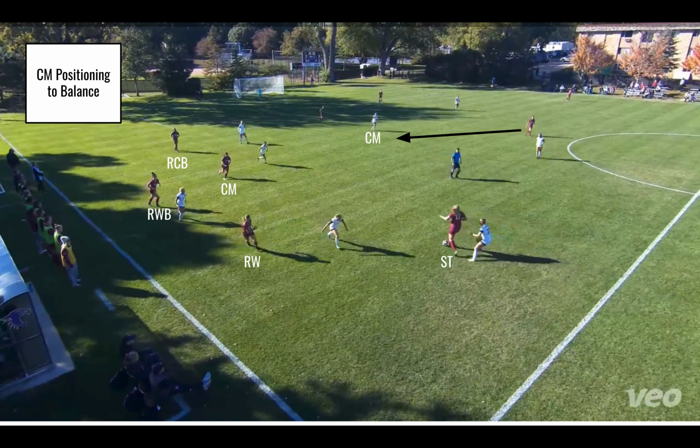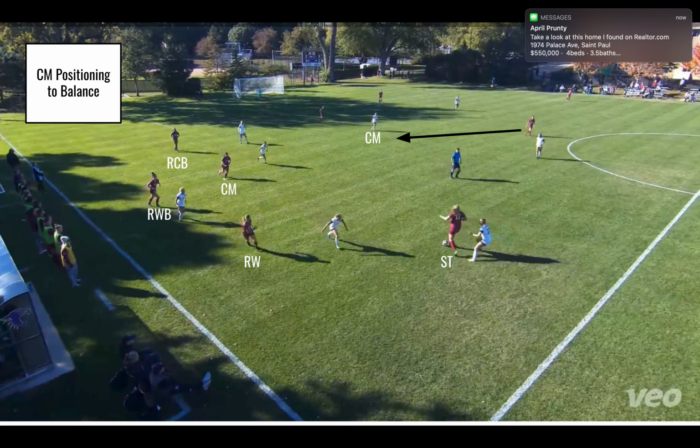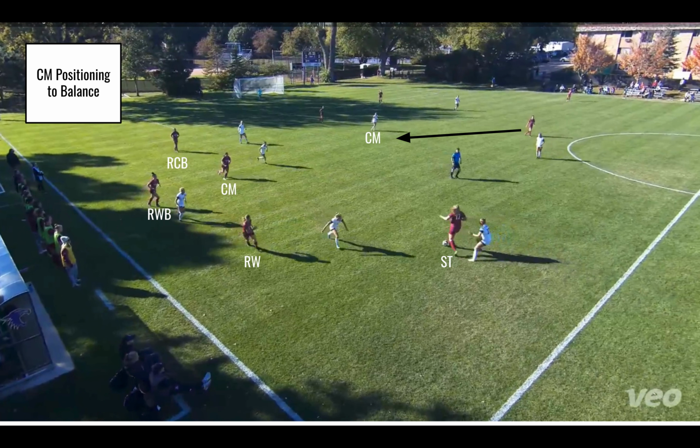Another image here is just making sure that we're on the same page when it comes to positioning. So we had the ball on this side. We're building, and as you can see, as the ball is played forward for Anna, we have a lot of players playing down the right side. So look at that. 1, 2. So we have a right center back, our right wing back, our center mid, our right wing, our striker, all in that wide right channel.